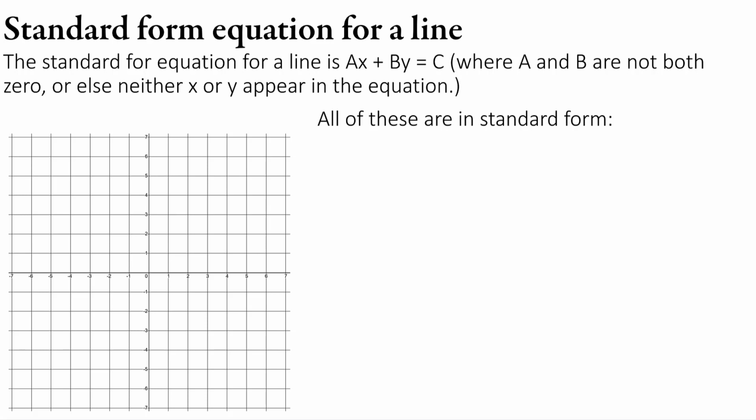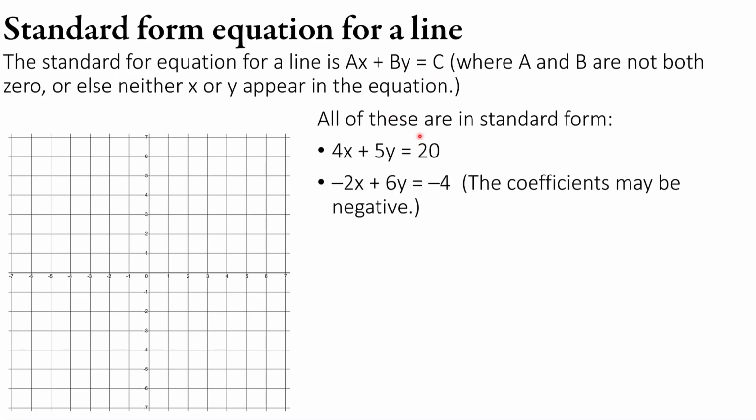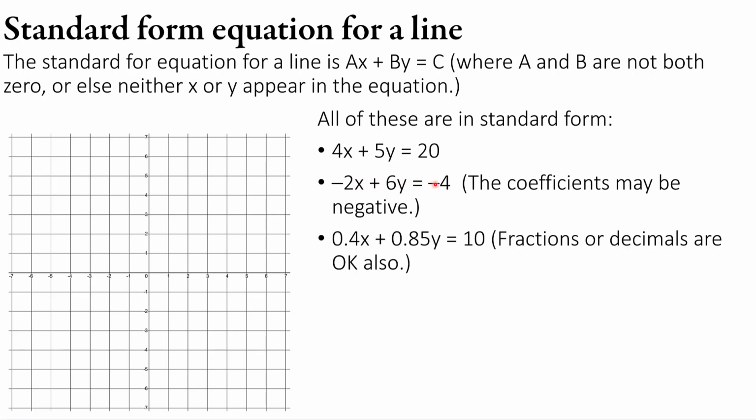Here's some examples of standard form lines. 4x plus 5y equals 20. So here we've got a is 4, b is 5, c is 20. Negative 2x plus 6y equals negative 4. A and c here are negative, that's fine. 0.4x plus 0.85y equals 10. A and b or c could be fractions or decimals.